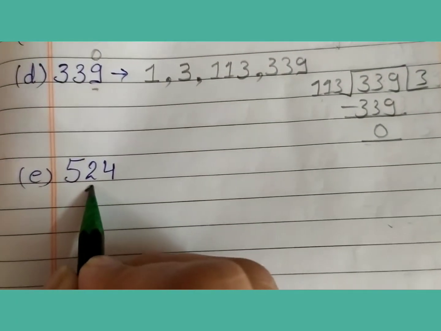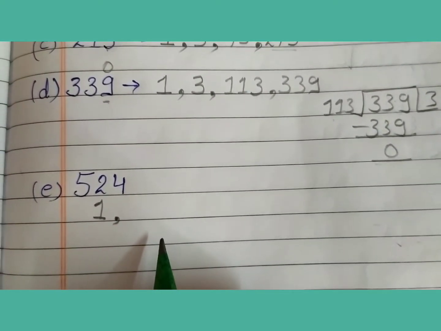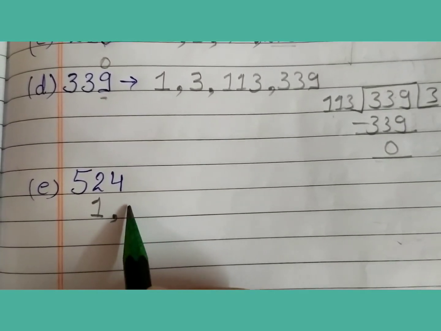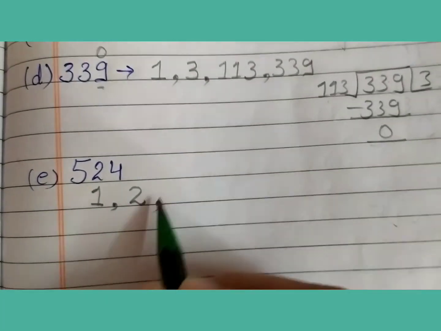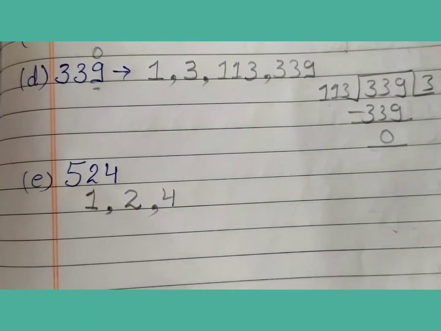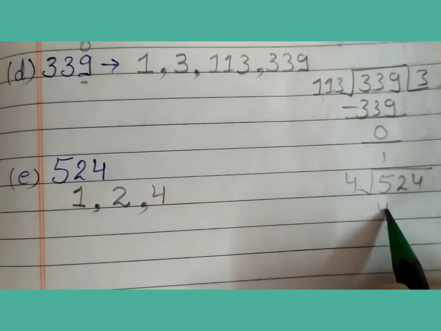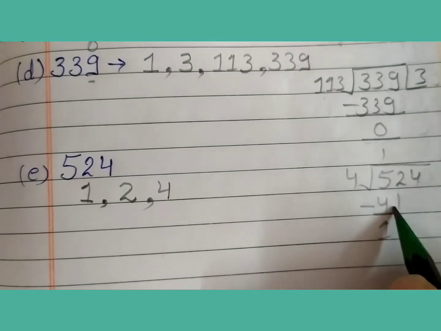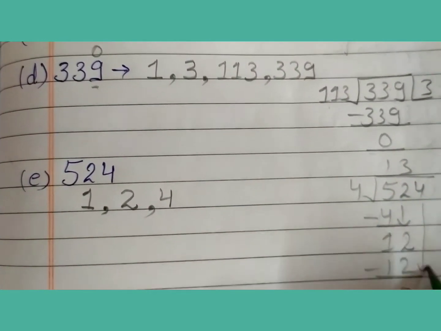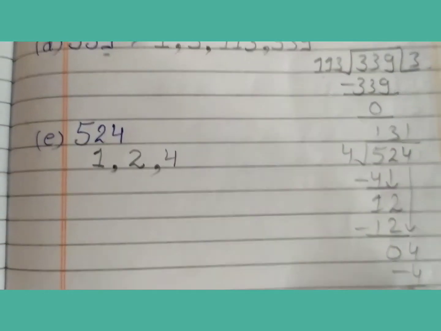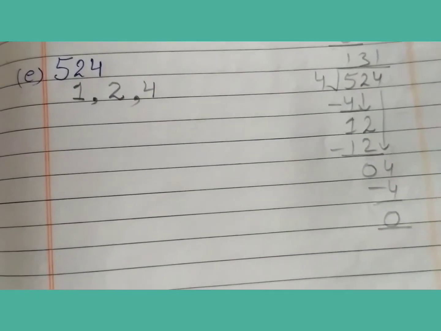1 is a factor of every number. Write 1. 524 is exactly divisible by 2, so 2 is a factor of 524. Next is 4. 4 is a factor of 524. 4 ones are 4. 5 minus 4 equals 1. Write down 2. 4 3s are 12. 12 minus 12 equals 0. Write down 4. 4 ones are 4. 4 minus 4 equals 0. The remainder is 0, so 524 is divisible by 4.